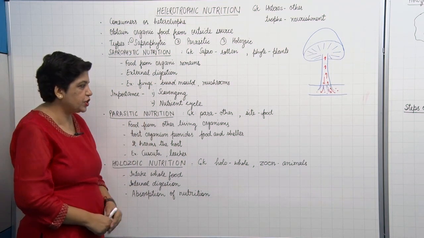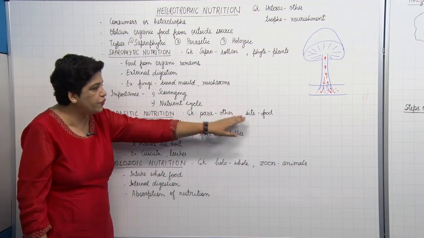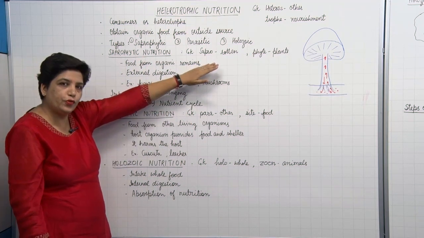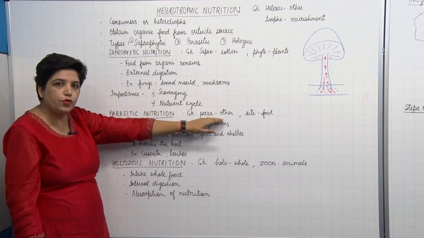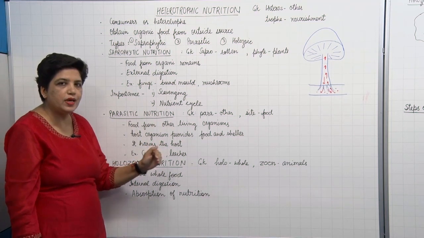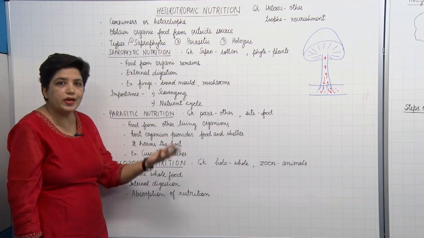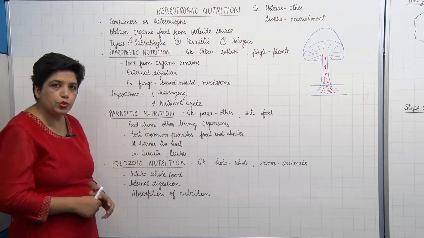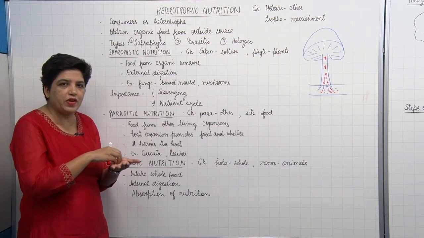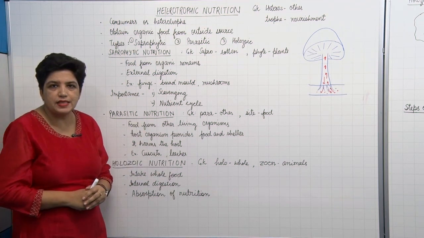Next is parasitic nutrition. This has been derived from the Greek words para, which means other, and site, which means food. So they obtain food from other living organisms. This is the main difference between saprophyte and parasite. Saprophytes obtain food from dead and decaying parts, while parasites obtain food from other living organisms. Such living organisms are called hosts. So the host provides them food and shelter. In return, the parasite sometimes harms the host. It may cause diseases or ailments. Examples are cuscuta, which is called amar bel in Hindi, and leeches and some worms, which live either on the body of some living organisms or inside their body and obtain the ready-made food from them. Such nutrition is called parasitic nutrition.